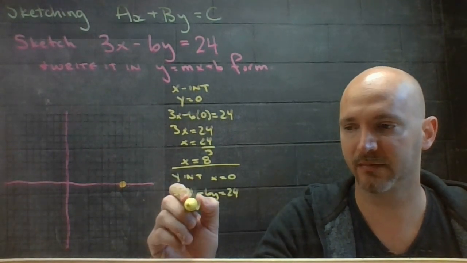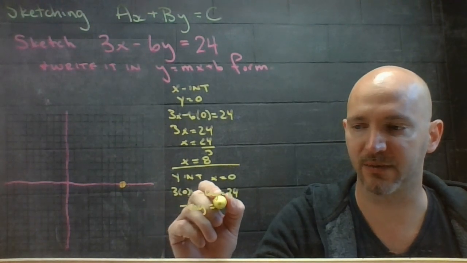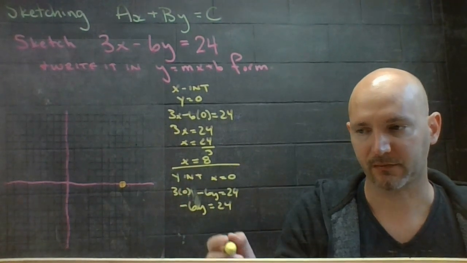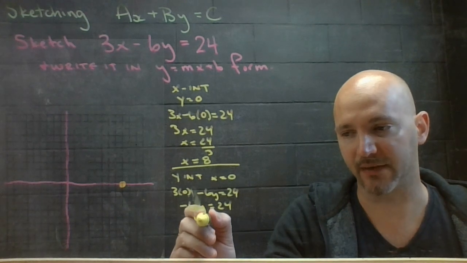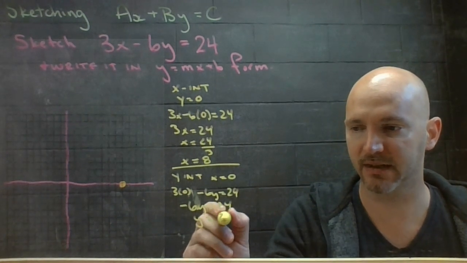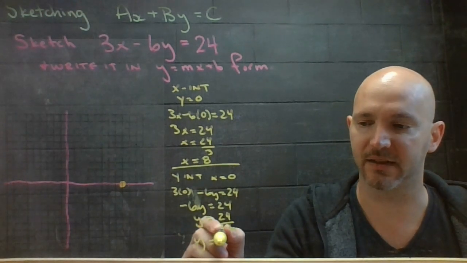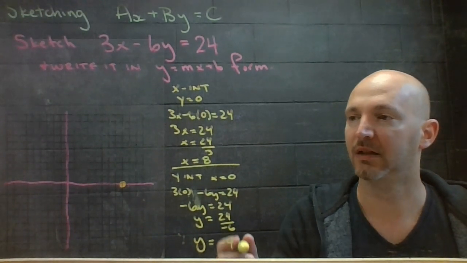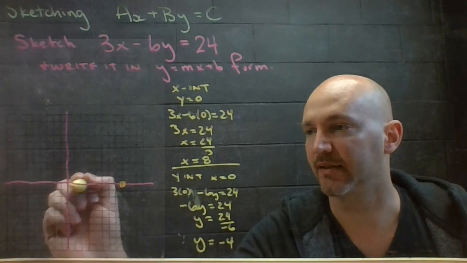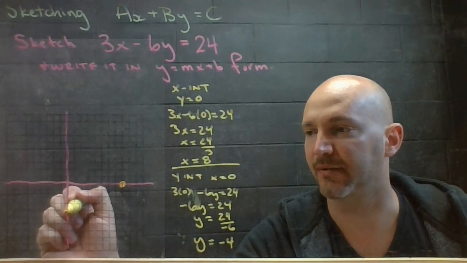That's gone. Negative 6y is 24. To finish this off, I just have to divide by negative 6. And 24 divided by negative 6 is negative 4. So that is 1, 2, 3, 4. That's right there.